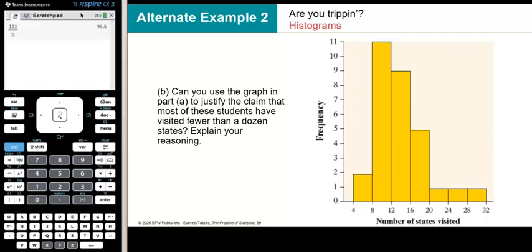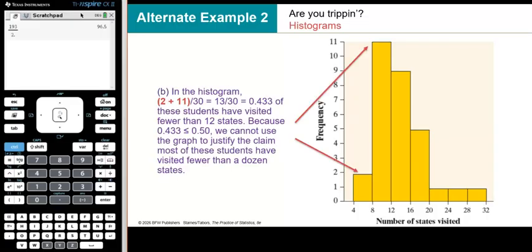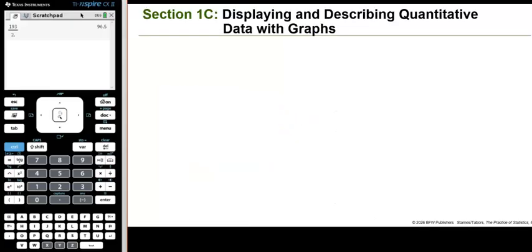11 plus 2 is 13, right? So 13 out of 30, which is 43%. So we cannot use the graph to justify the claim that most of these students have visited fewer than a dozen states. It's way less than 50%. 43% have done that.